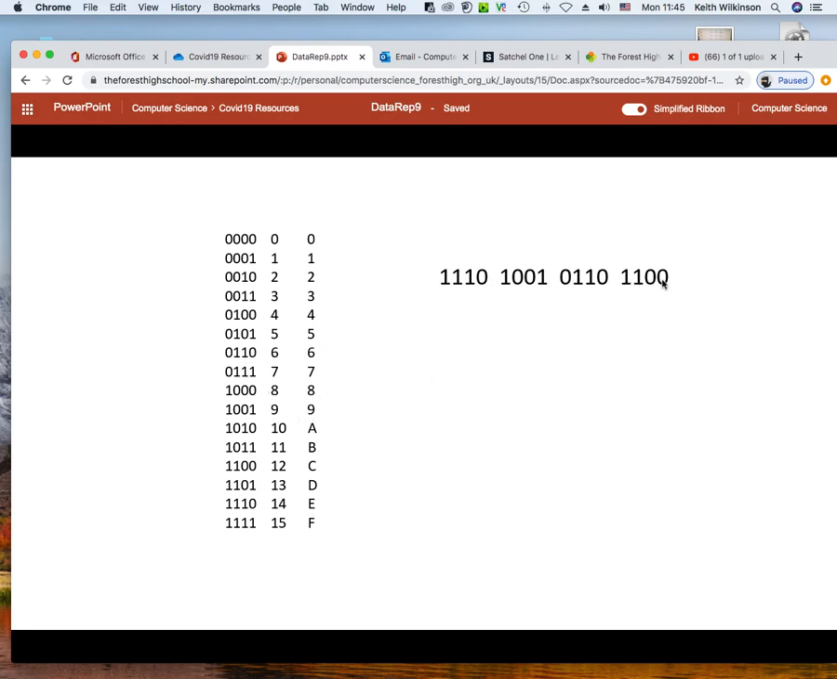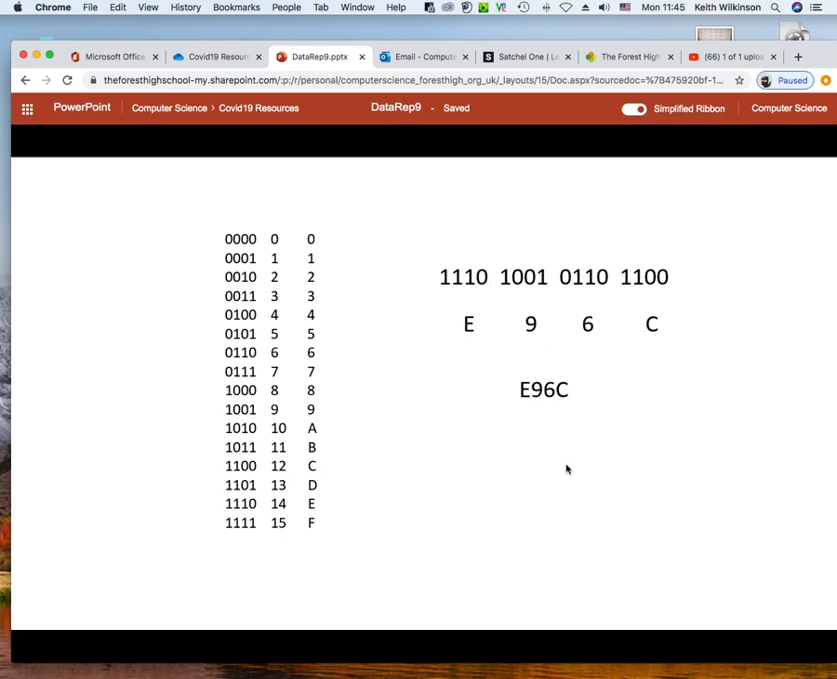Then 1100, look down here, 1100 is C. So I end up with the value E96C. And I don't leave them separated as per nibbles, I put them all together as for any particular number. So this is the binary and this is the hexadecimal.